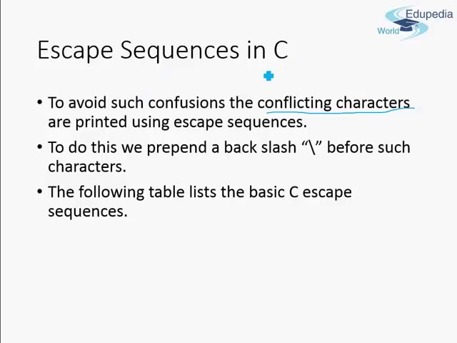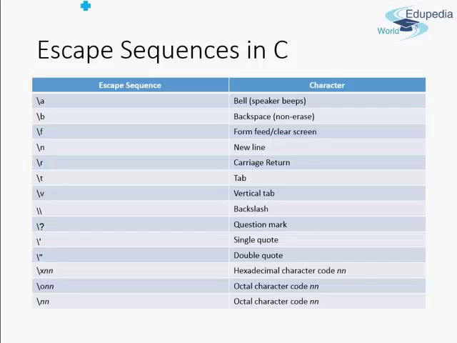Now escape sequences, we have already learned, are represented by prepending them with a backslash. And this is a list of basic escape characters. Backslash a is used to beep. Whenever it encounters a backslash a, it will send an output beep to the default speaker of your computer, so a small beeping sound will come. Backslash b is for backspace, then f is for form feed. For new line you use backslash n.